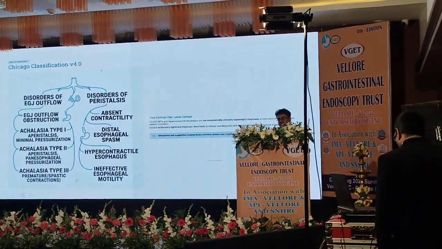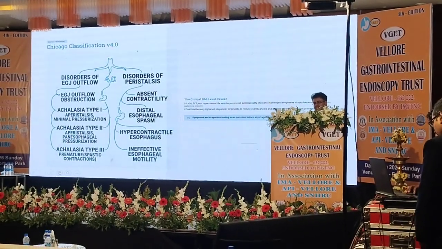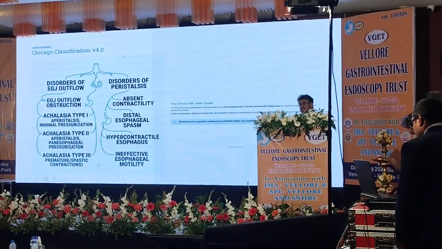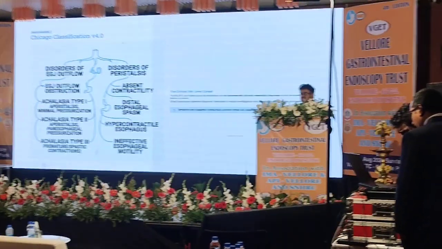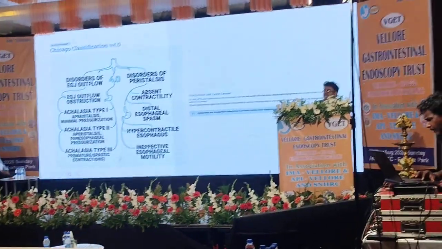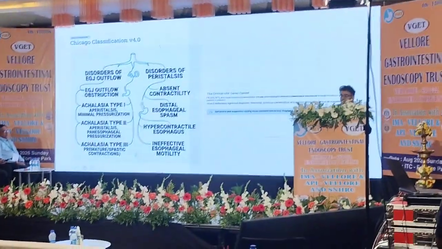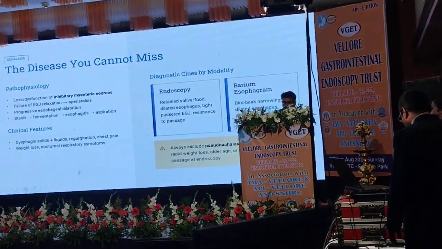So ineffective motility, absent contractility, distal esophageal spasm, and the hypercontractile esophagus, these four major entities for the disorders of peristalsis, and the disorder of outlet obstruction mainly by your achalasia as well as your EGJ outlet obstruction, all these pictures might be the major categorization. Why do we need categorization? In order to aid the treatment, in order to recognize the prognosis, and to assess how you are going to follow up the patient. That's very important. We need to categorize this patient effectively.